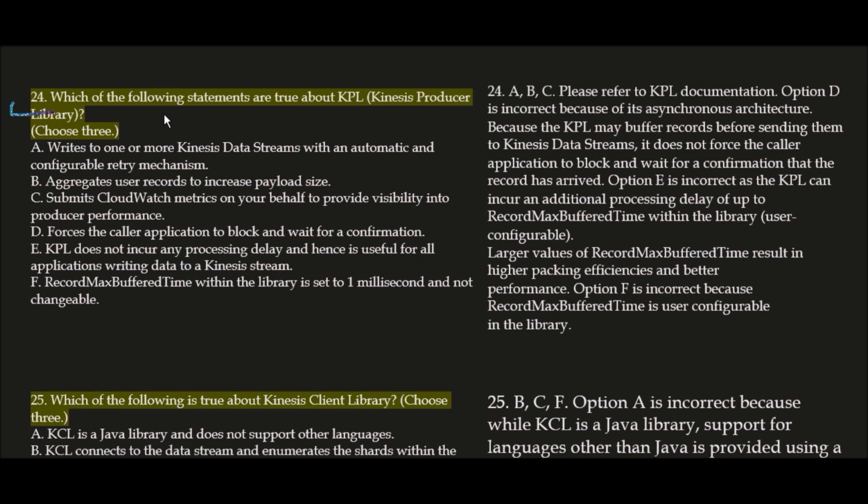And here option D is incorrect because of its asynchronous architecture. Because the KPL may buffer records before sending them to Kinesis data streams, that does not force the caller application to block and wait for a confirmation that the record has arrived. Option A is also incorrect as the KPL can incur an additional processing delay of up to record max buffered time within the library, which means user configurable.